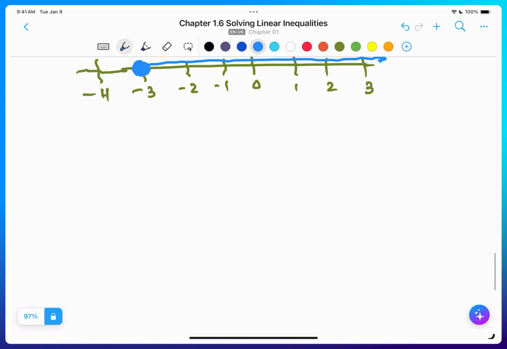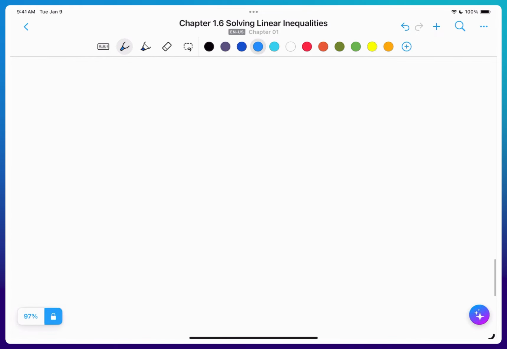Let's try a different one. I'll give you one for you to try. This is practice for you. Now, this is going to be -2x plus 5 is greater than -1. And here we go. What's going to happen here? Go ahead and pause the video and try it yourself.